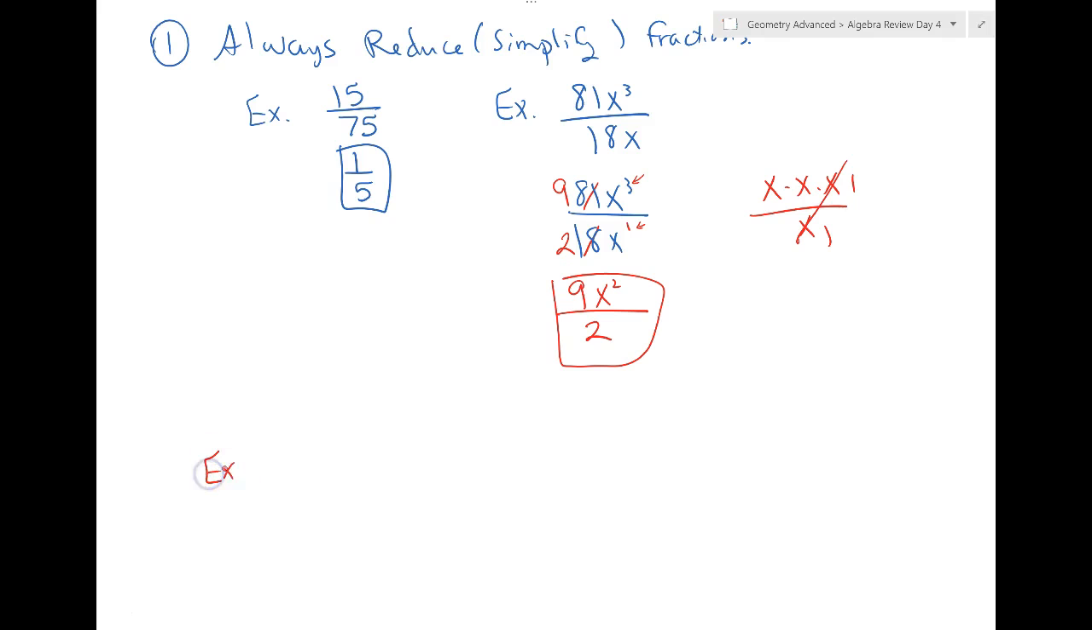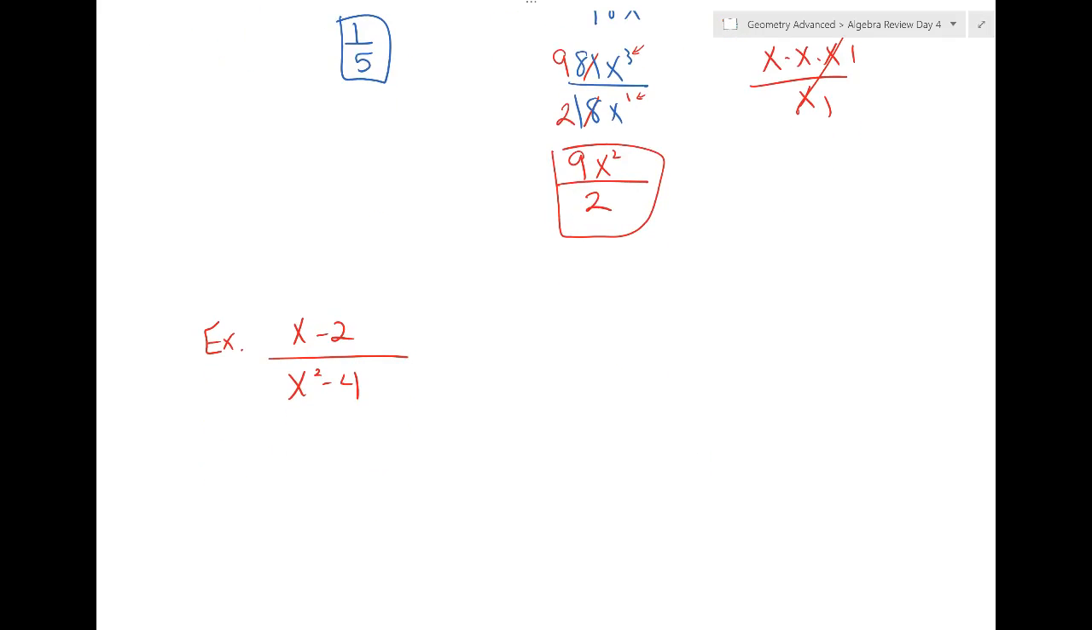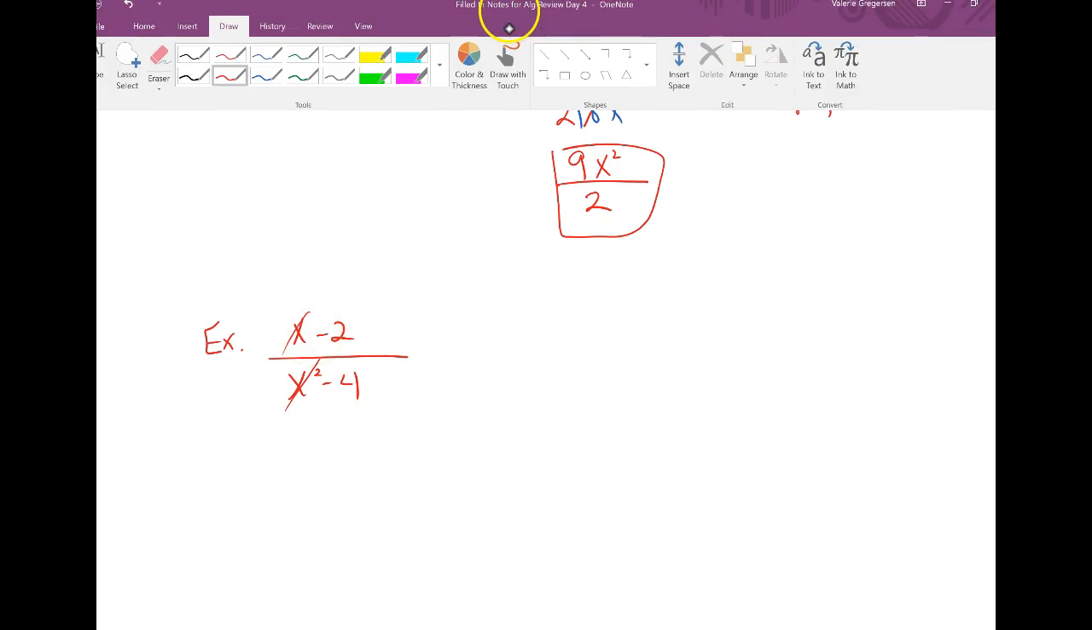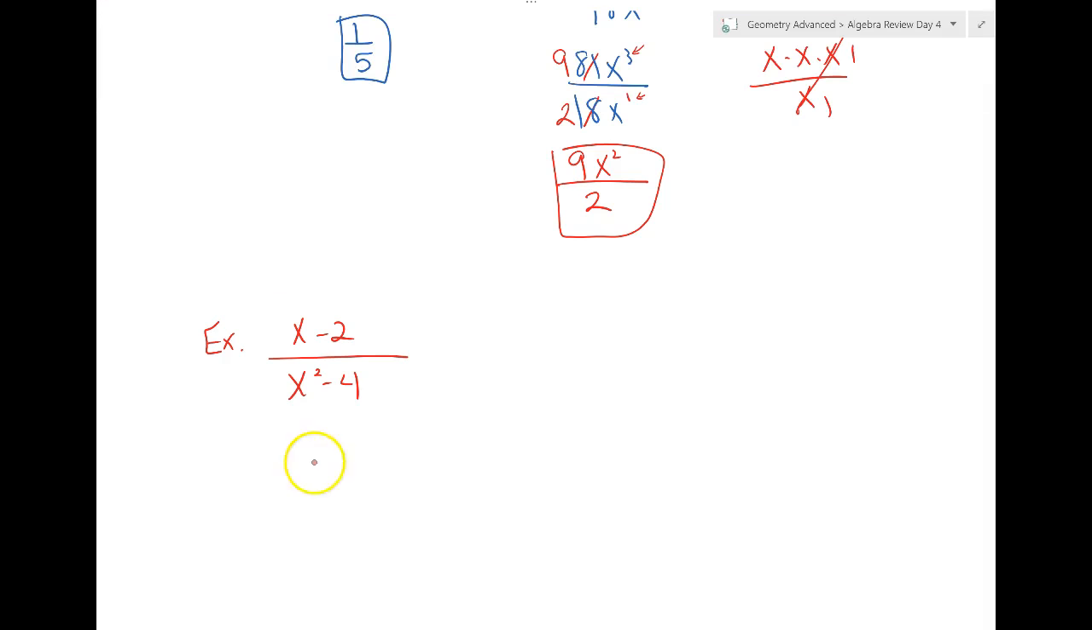Then we decide to give you something like this, x minus 2 over x squared minus 4. Now when you look at it, you might think, I can't simplify anything. Or a lot of people go, oh look, I can take an x out of an x squared. Well, my friends, that is not true. So please don't do that. Instead, you need to factor the numerator and factor the denominator as completely as you can. In the numerator, I can't factor anything, so I get an x minus 2.